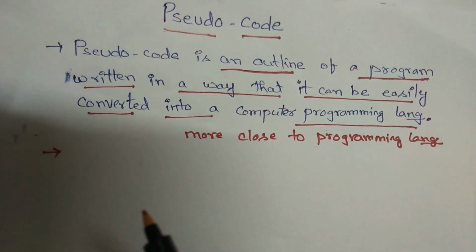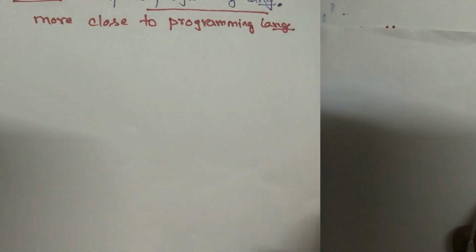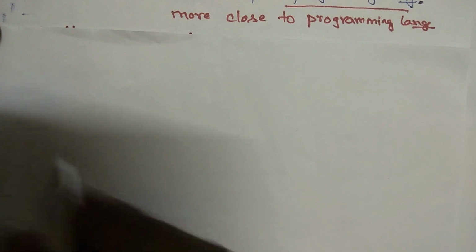Otherwise, you can simply say the pseudocode is a text-based detailed design tool, meaning you can make a text-based design. That is also called a pseudocode. Now, how can we write the pseudocode? Suppose, for example, first, how to write a pseudocode with an example.